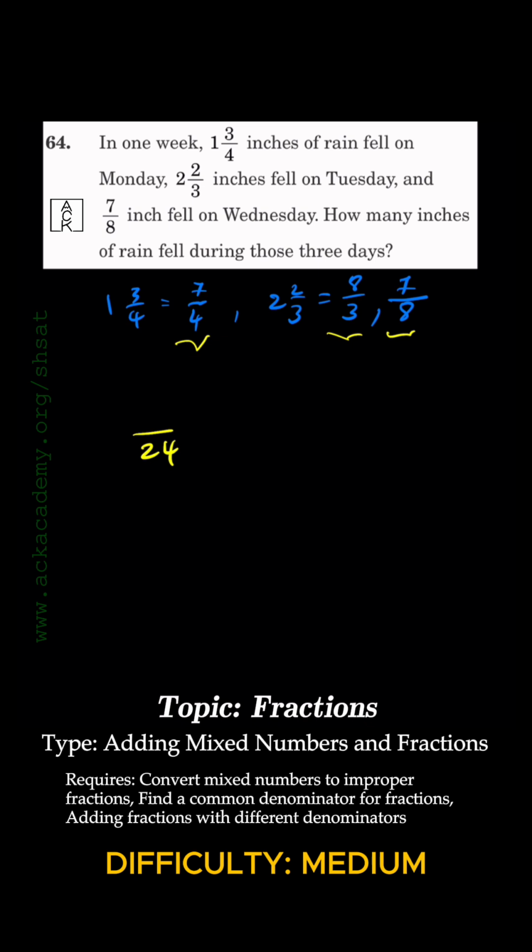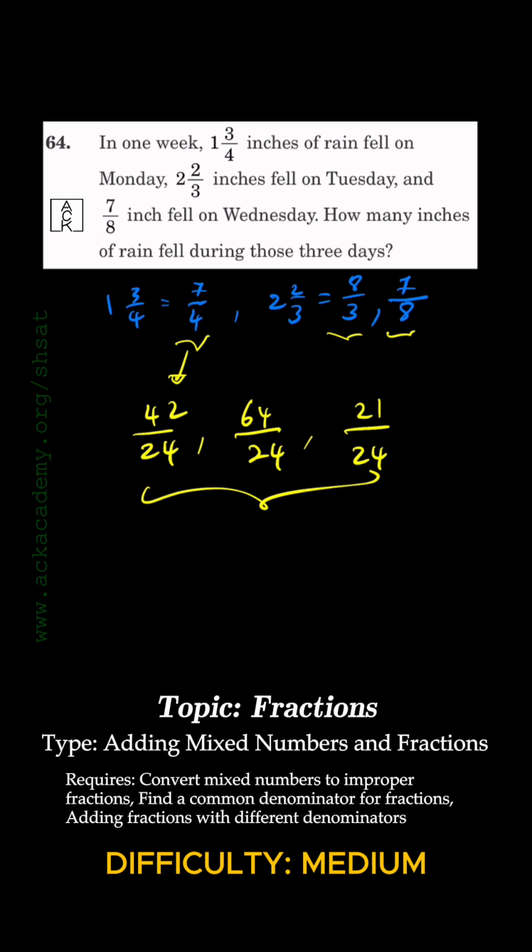6 times. 6 times 7 is 42. Okay, and that's for this one. So how many times does 3 go into 24? 8 times. 8 times 8 is 64. How many times does 8 go into 24? 3 times. 3 times 7 is 21. Now you just have to add these up.